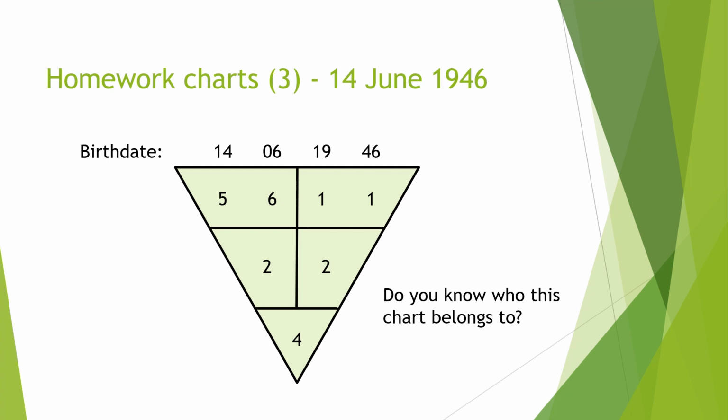For the final homework chart, if nothing goes wrong, you should get a chart which shows character 4, strength 2, and weakness 2. Do you know who this chart belongs to? Make a guess and be sure to leave it in the comments below.